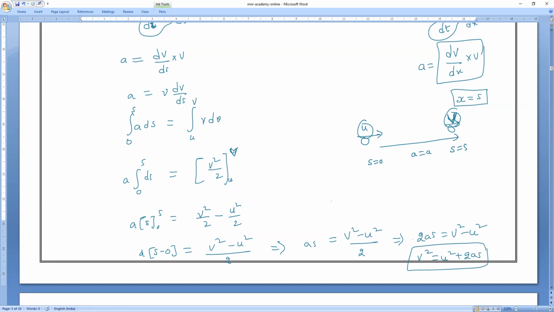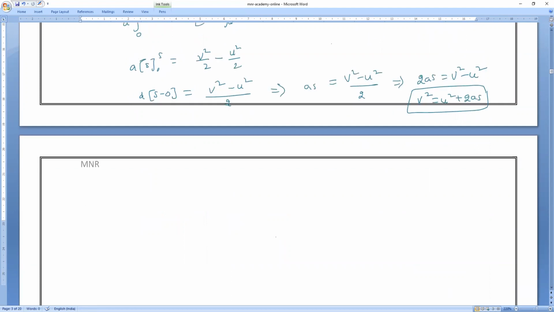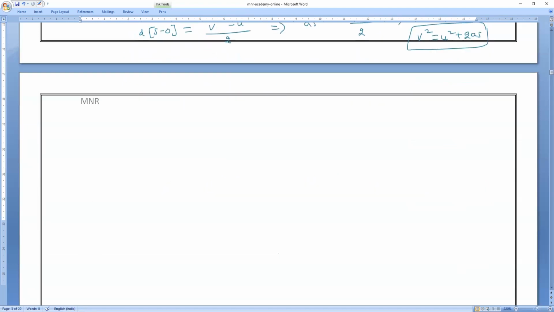I hope you all understood how to solve them by using integration. Now I'll teach you two sums. Then from there, next class we'll proceed to the displacement time graph, the velocity time graph, and the acceleration time graph. Totally how many graphs? Displacement time graph, velocity time graph, and the acceleration time graph. Clear?